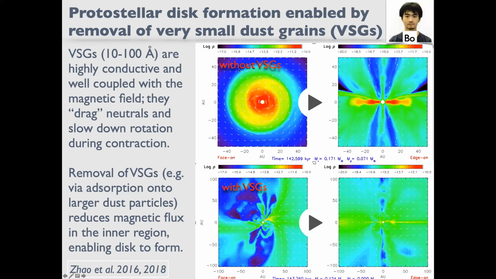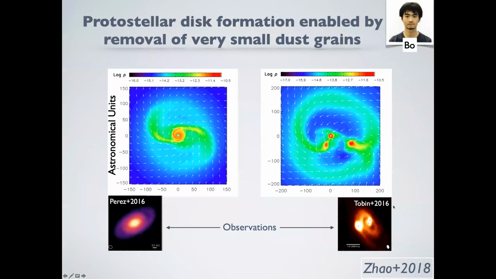So here is just to show that, unfortunately, these movies are not working here with the PowerPoint, but this is the end of the movie. So without the very small grains, you can form disks, but with very small grains, there is no disk left or formed at all.